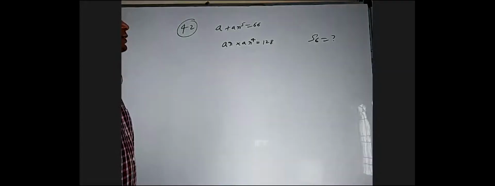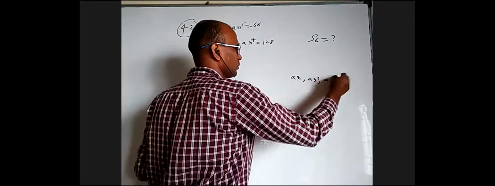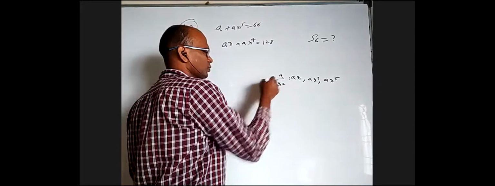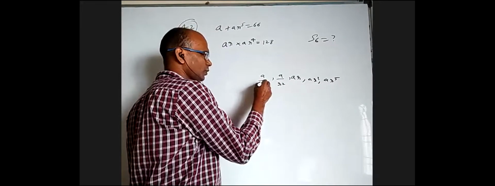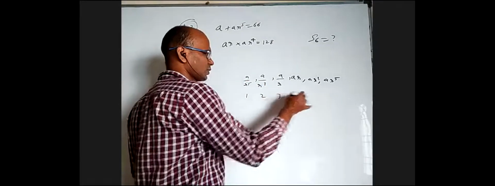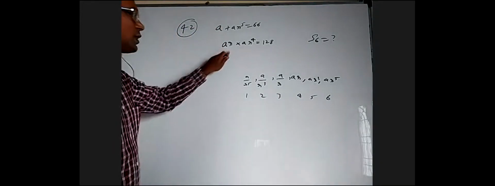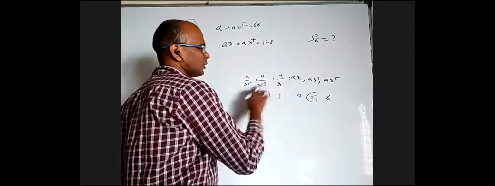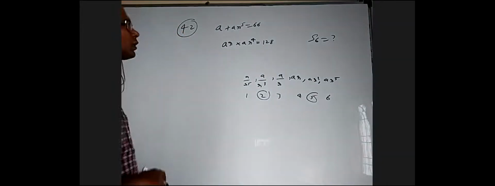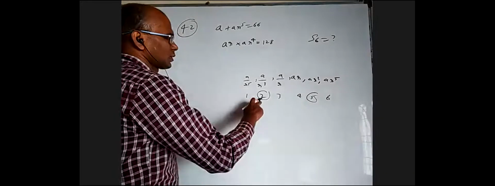Okay, either I can take like this, or I can take them as a by r cube, a by r, ar, ar cube, ar power 5. I can take first term, second term, third, fourth, 5, 6 also. In that case, when you multiply second and fifth, directly r cube will cancel. We'll get a square is 128. We'll get a value. Okay. Correct. Second and fifth.